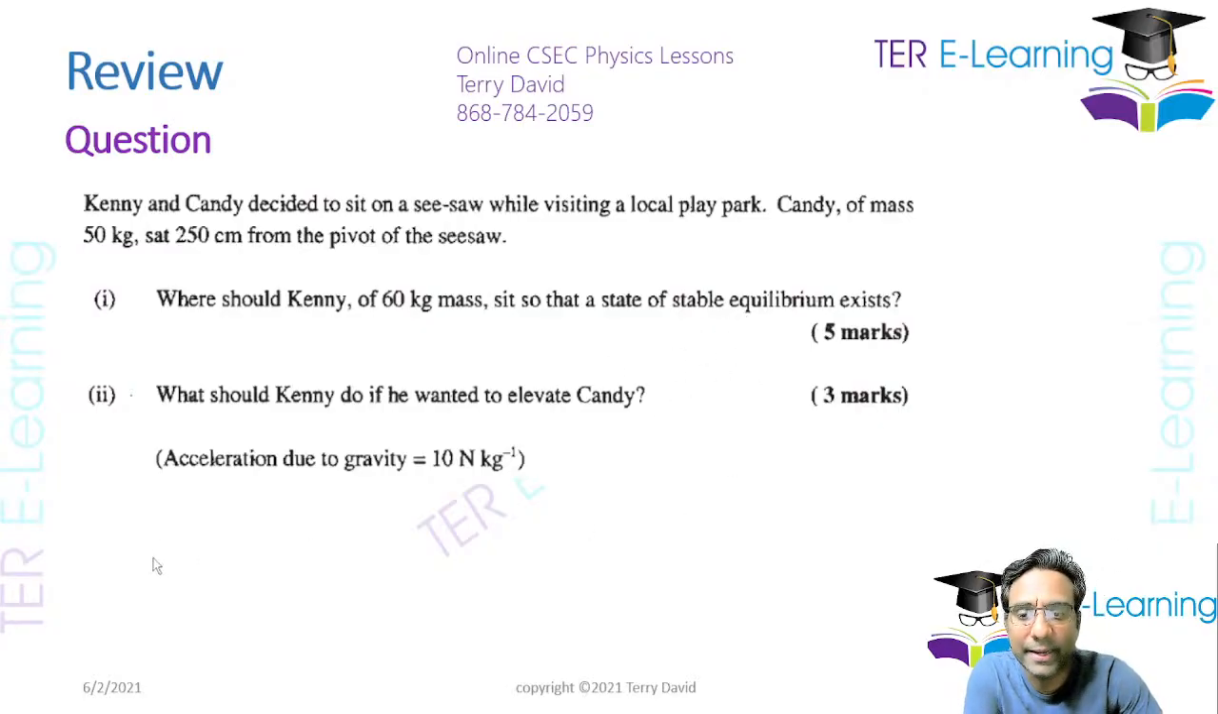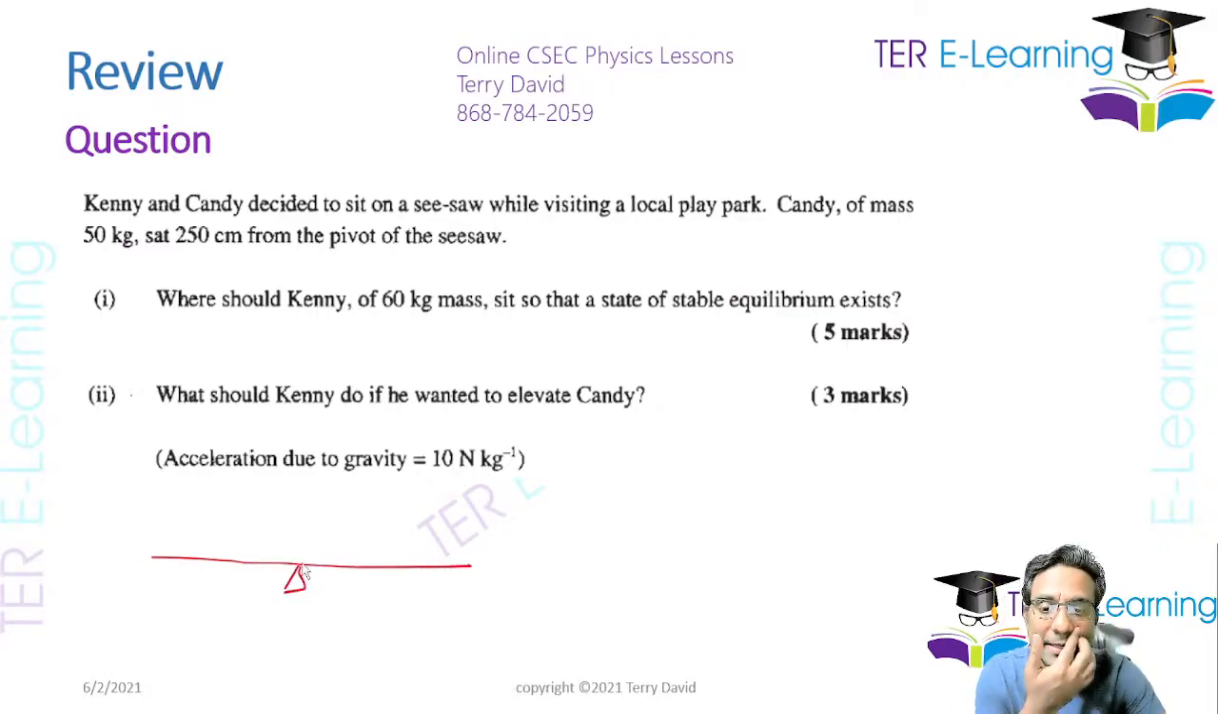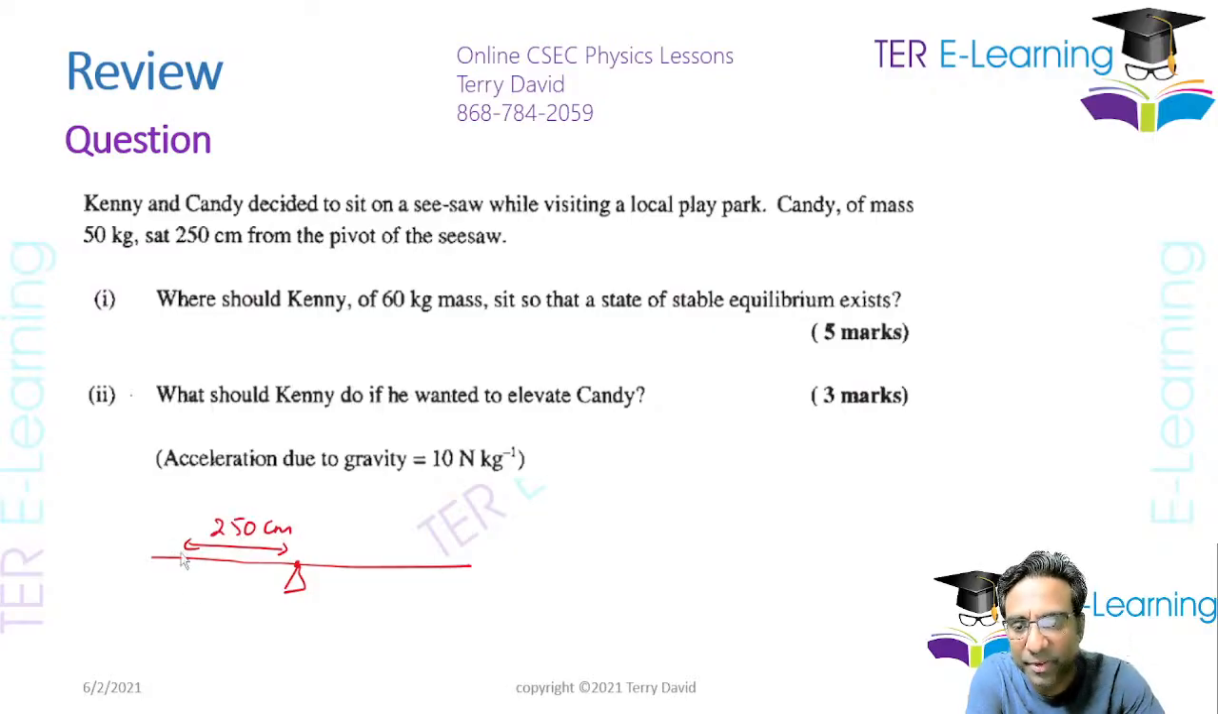So what's happening here is that you have a seesaw, right? Typically a seesaw is balanced at the middle, at the center. So let's see. Candy has a mass of 50 kilograms and she's 250 centimeters from the pivot. So this is Candy on the side here, 250 centimeters from the pivot, and she has a mass of 50 kilograms.